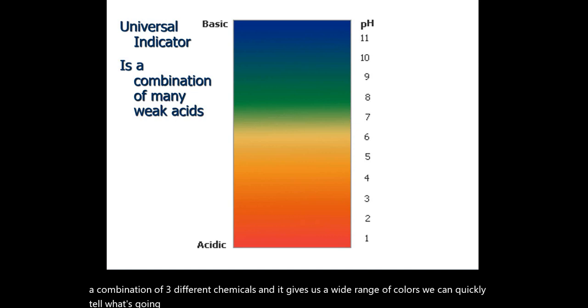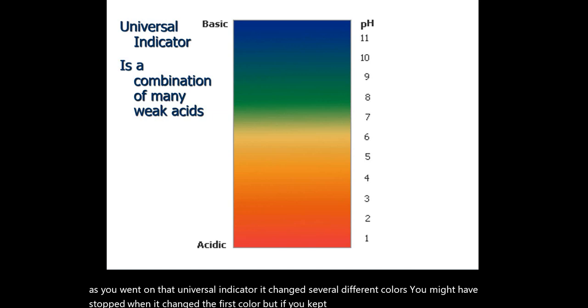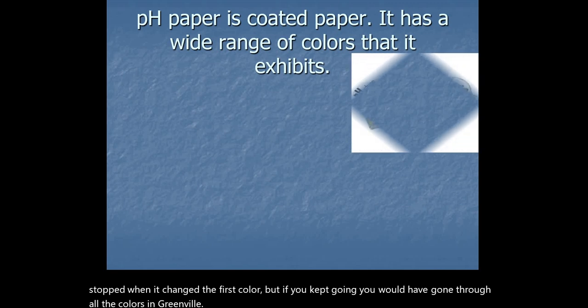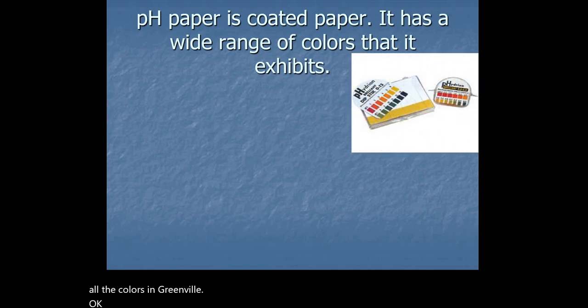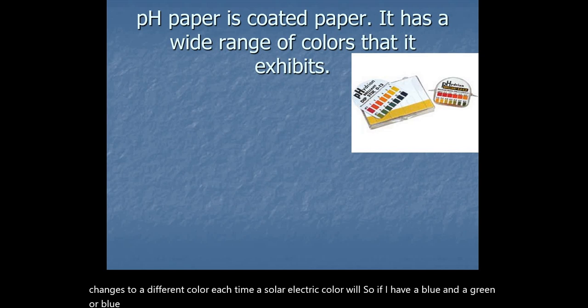You used a universal indicator last time in part B. If you notice, as you went on, that universal indicator changed several different colors. You might have stopped when it changed the first color, but if you kept going, it would have gone through all the colors of the rainbow, which is sort of cool. How does it do that? Because we've got 3 different chemicals, and each of those changes to a different color each time, and it's sort of like the color wheel. So if I have a blue and a yellow, it makes green. So that's how we get the colors in between.